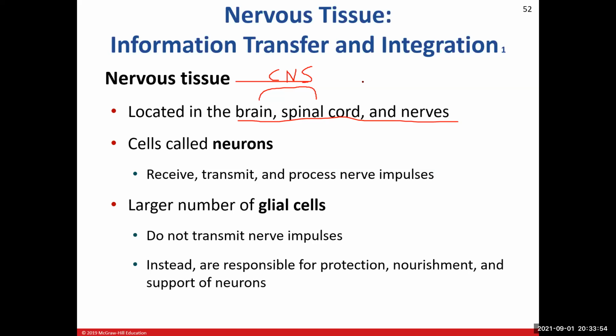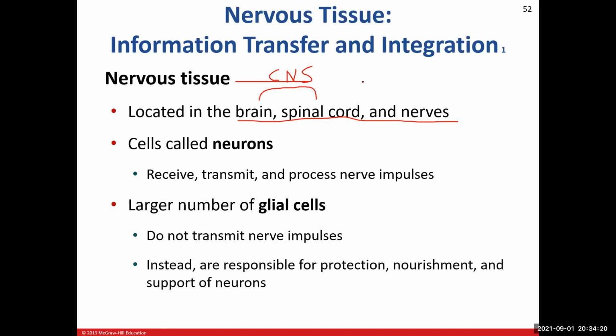Okay, its job is going to be to receive and transmit nerve impulses, action potentials, nerve signals, whatever you want to call it. All right, but they're going to transmit, will receive impulses from maybe another nerve, transmit impulses, and at times even process what these nerve impulses are. Right? And so that's their job.